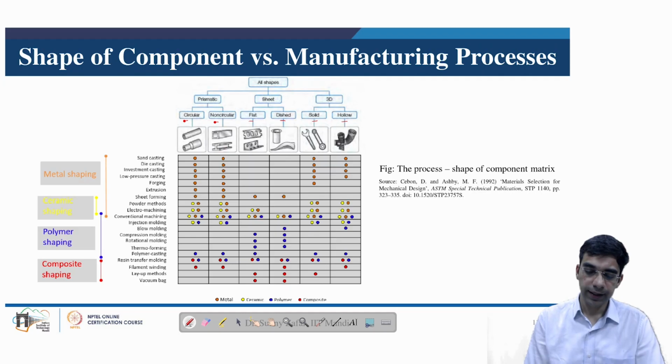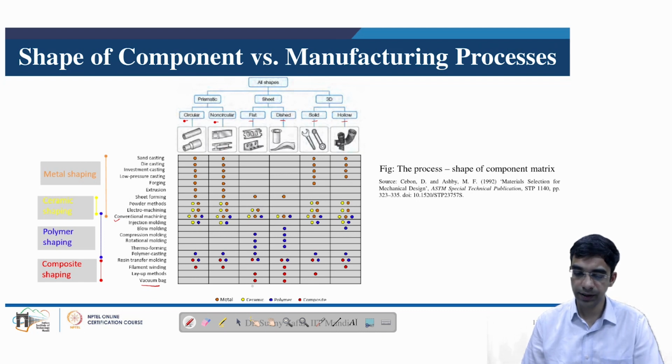is shown here. For example, again, we take one example from the chart like conventional machining, which is a very versatile process. It can manage, say, metals, polymers, ceramics. It is also able to manage different types of shapes, with all the prismatic, sheet and 3D shapes. And certain processes may not be very economical with other shapes, like vacuum bagging. It is only able to produce sheet shaped components with polymer matrix composites, and that is why it is not able to produce circular or non-circular prismatic shapes.